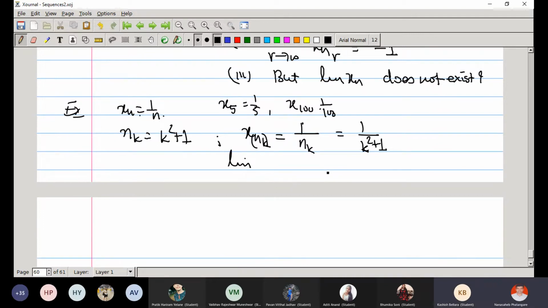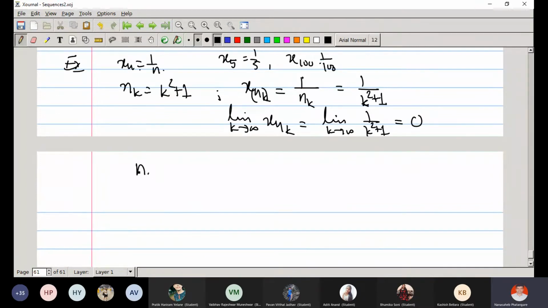Okay, is it clear now? Fine. So what is the limit of this sequence? The limit as k tends to infinity, because now k is the position in the subsequence, so k changes. What is the limit as k tends to infinity of 1 by k square plus 1? It is 0. Very good.